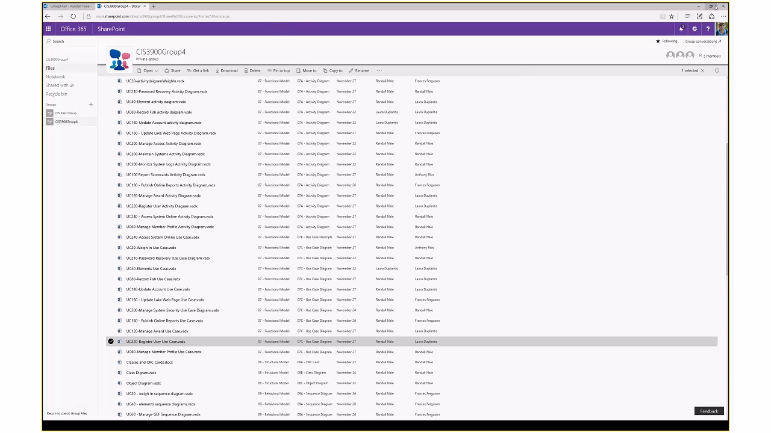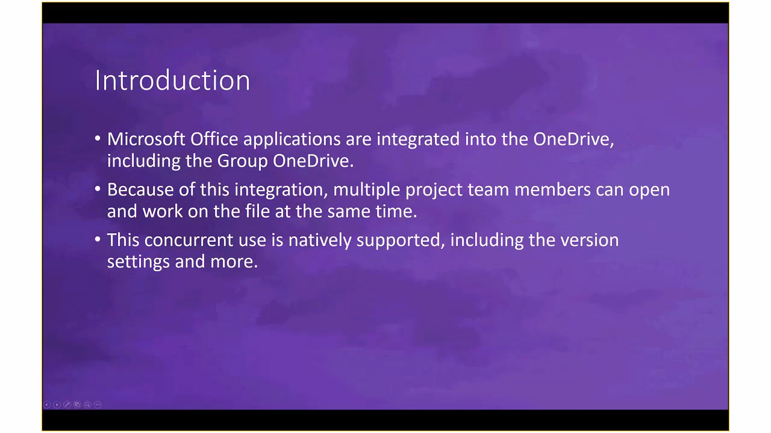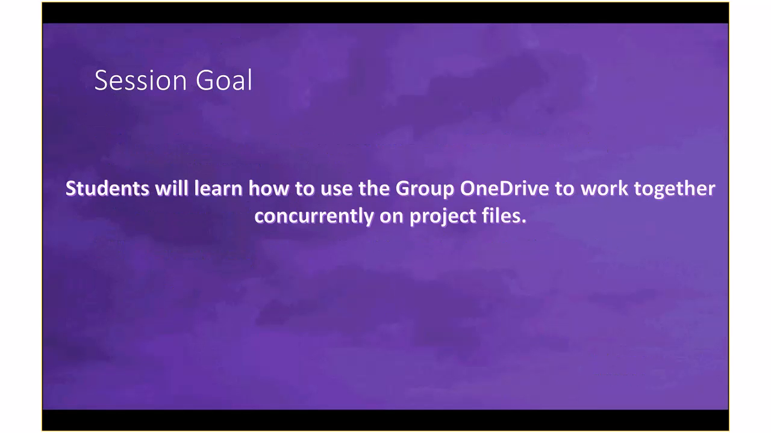So that's how the alerting works. And again, it can be done via email or SMS. It can be done immediately or on a schedule. So that's versioning and alerting in the group OneDrive.